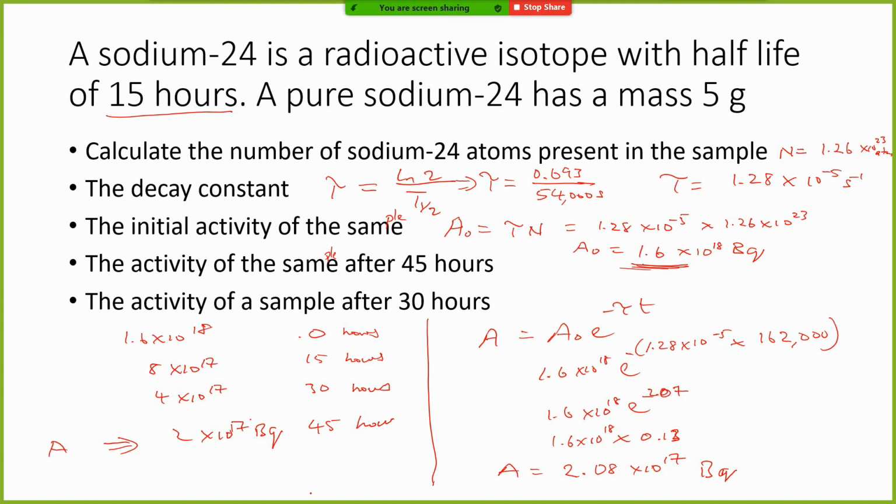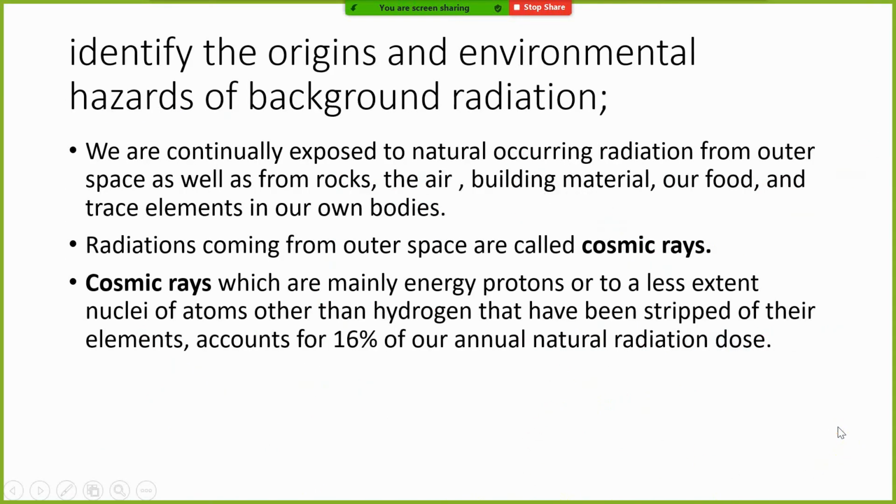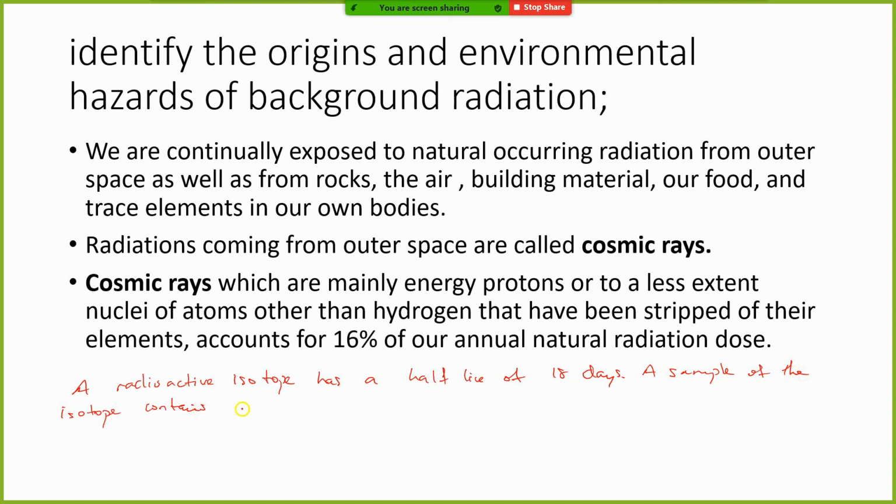We have that so far? Repeat, please. Yeah, I'm going to repeat. So a radioactive isotope has a half-life of 18 days. A sample of the isotope contains 3 times 10 to the 12 atoms.